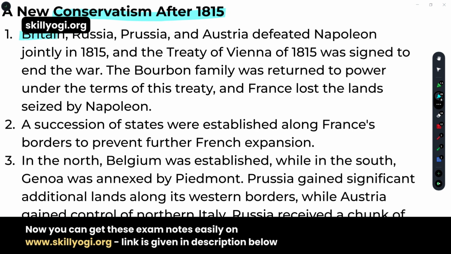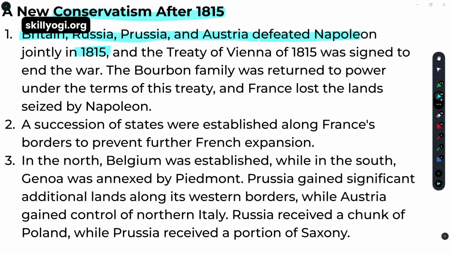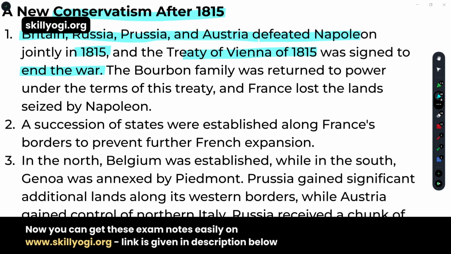Which were the four groups of people? Britain, Prussia, Russia and Austria. They jointly defeated Napoleon in 1815. And the Treaty of Vienna was signed in the same year to end the war. This is also a very important point. So in which year did the four countries jointly defeat Napoleon, and in which year was the Treaty of Vienna signed? Both years are the same. So all of you need to remember both years.